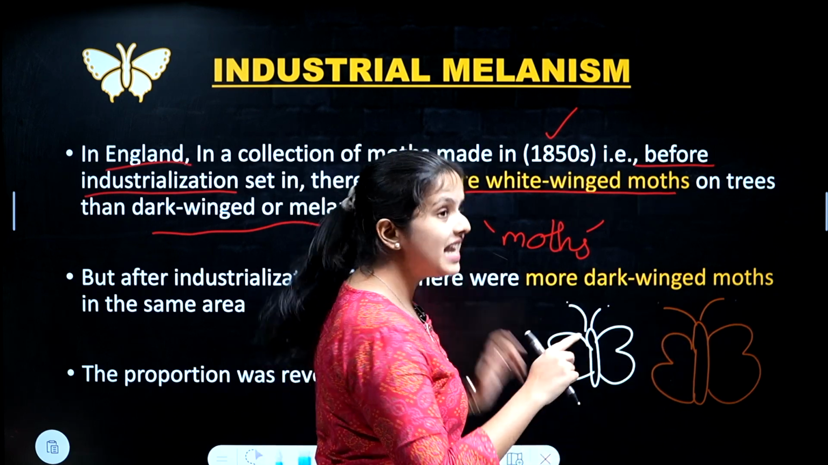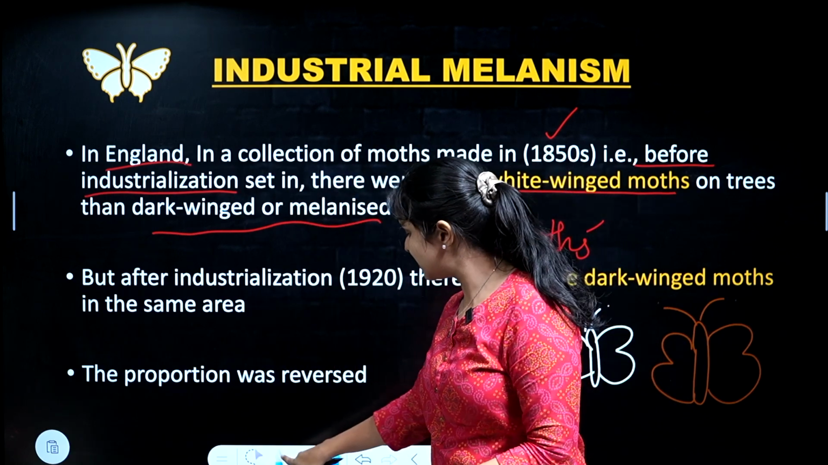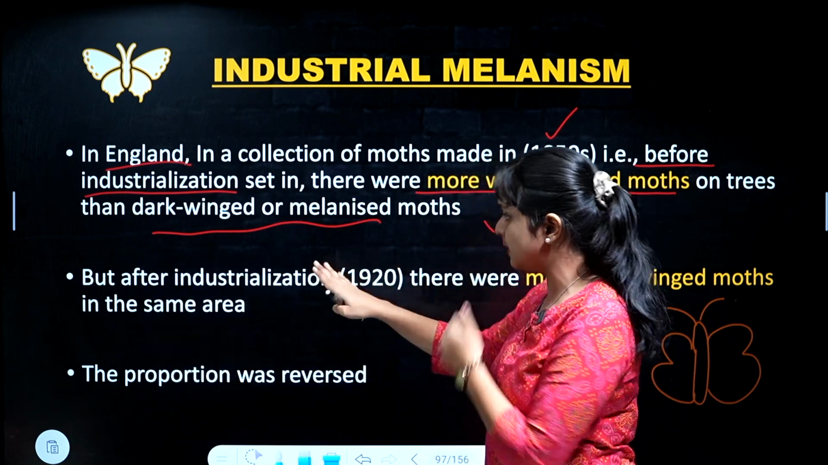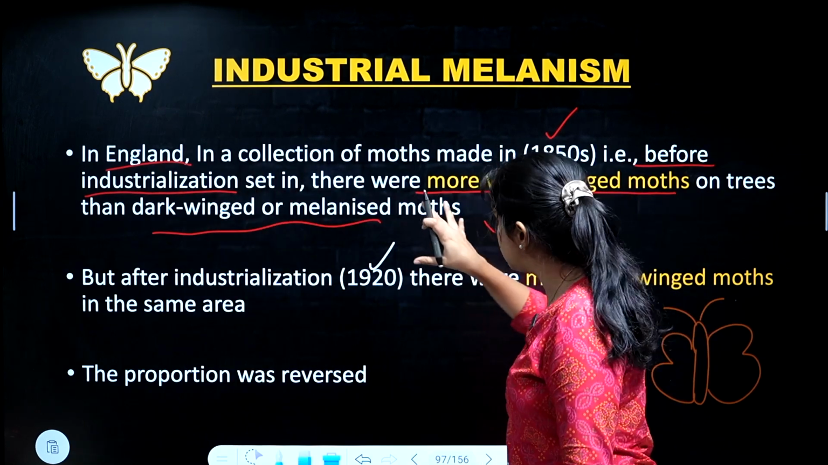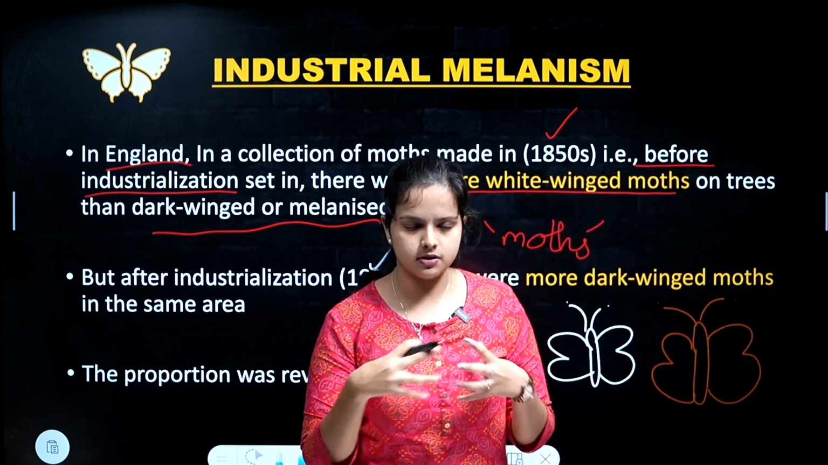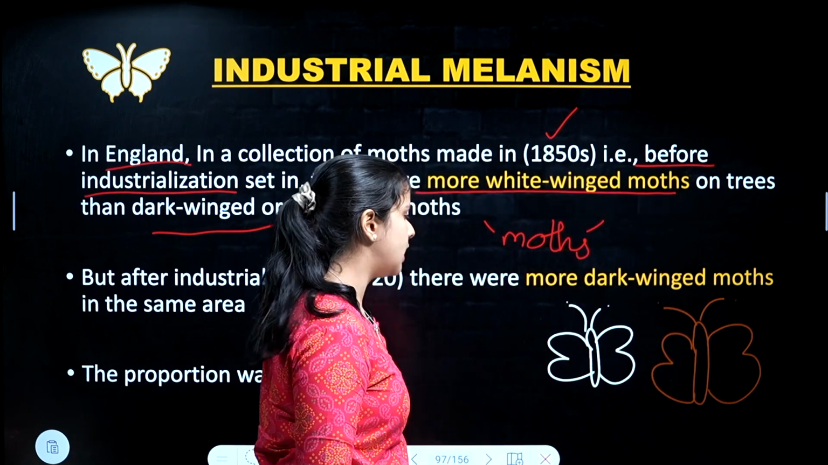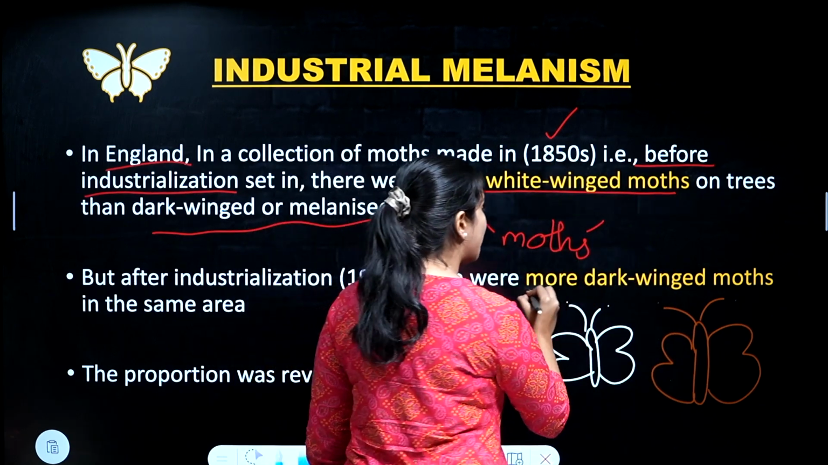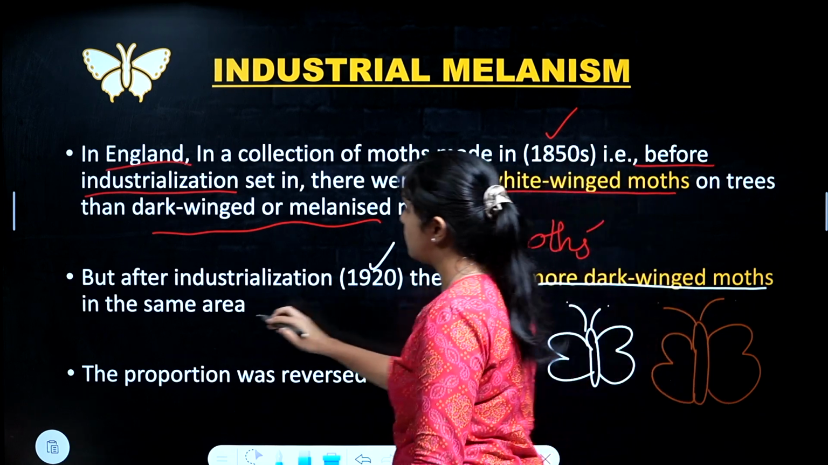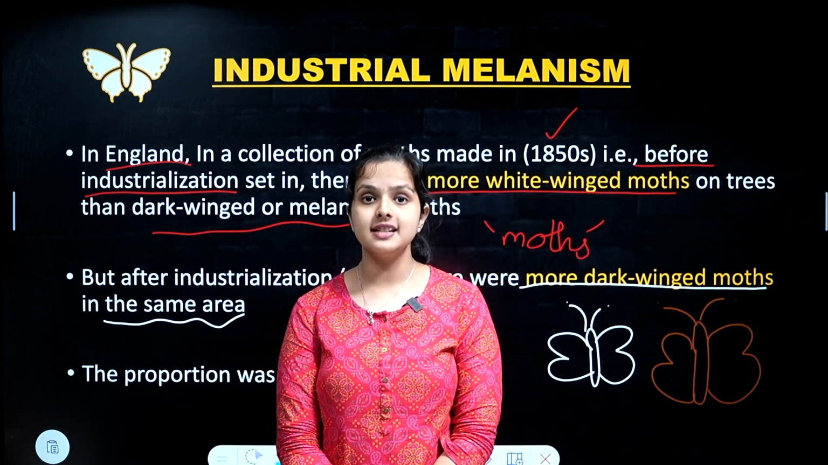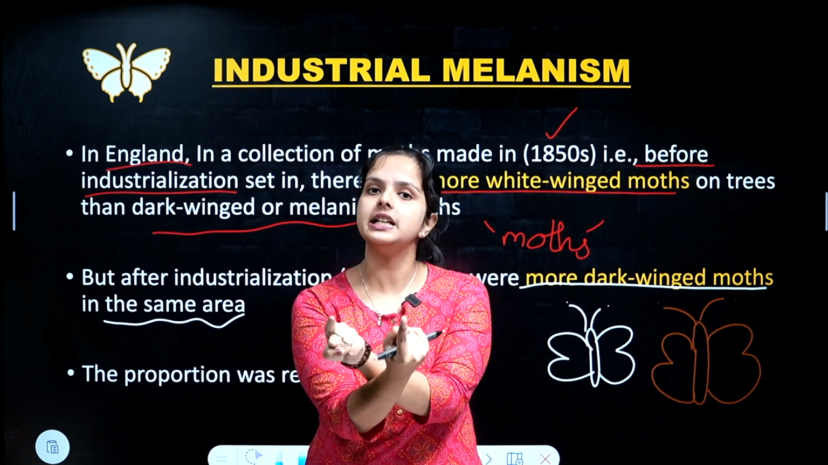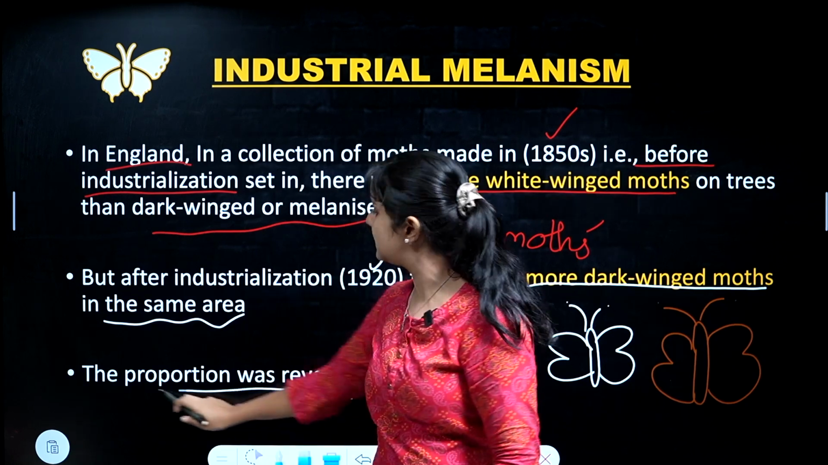But later, when we took a similar collection after industrialization from the same place, from England, in 1920, of the same species of moth, what we observed was there were more dark-winged moths than white-winged moths in the same particular area. That is, the proportion was completely reversed.